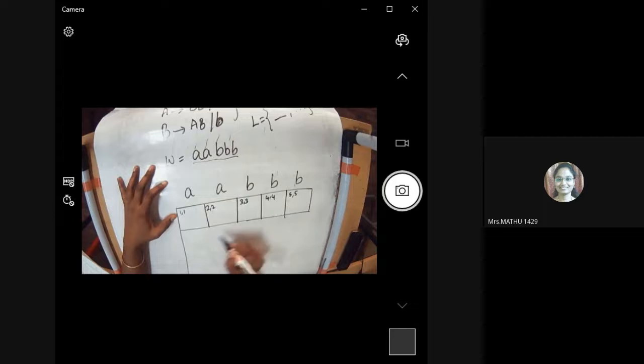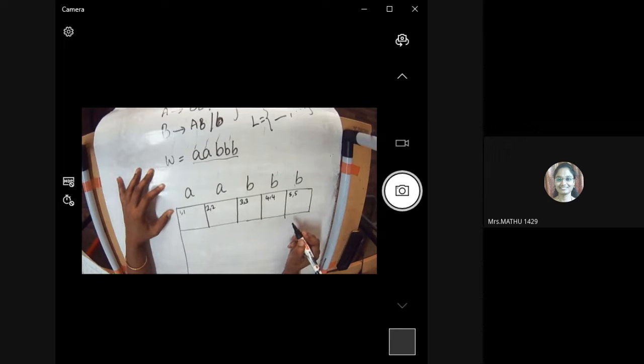Is it visible what I'm writing? Is it very small or is it visible?